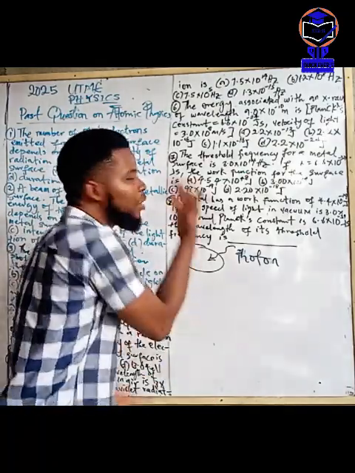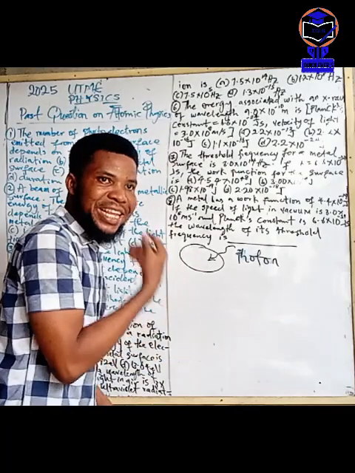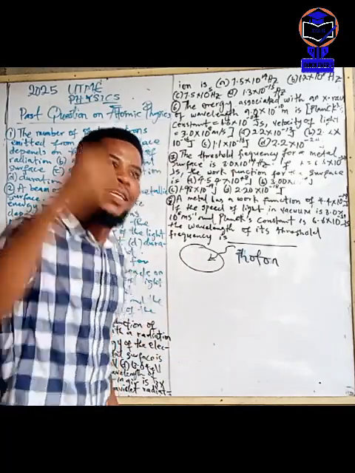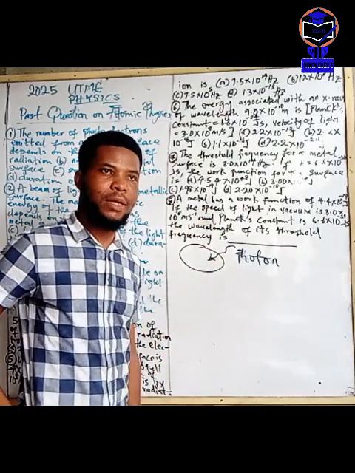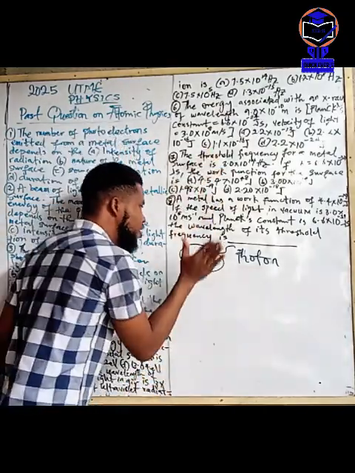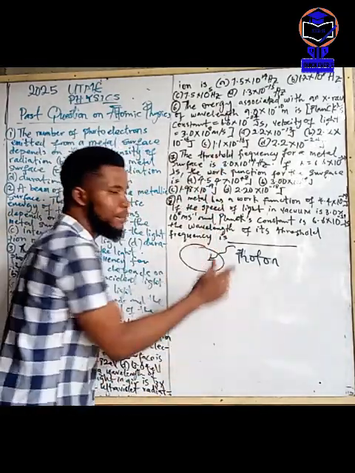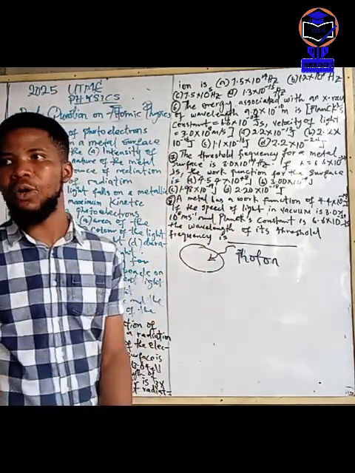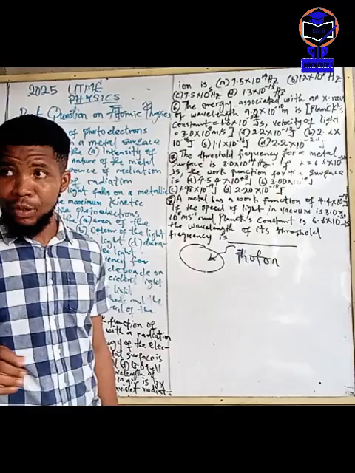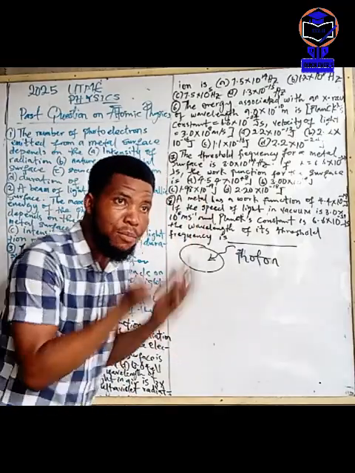Now, the amount of electrons that will be ejected is dependent on the amount of light that will be radiated, or the amount of light that will be incident on this panel. Let's assume that this is a panel. You understand? So the amount of light that will be incident on this panel will now affect the number of electrons that will be ejected.